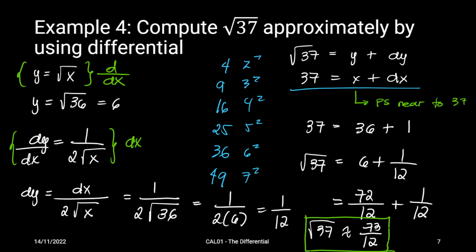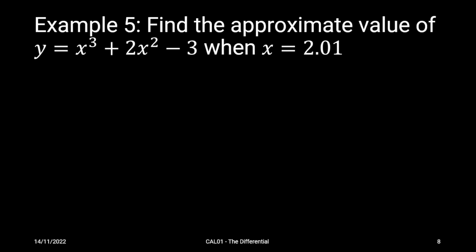Yeah. So, we can use the differential to get the approximated value of certain square roots or cube roots, depende no, kung ano yung hinahanap. So, with this, our answer, square root of 37 is equivalent to 73 over 12. Okay? So, that is roughly 6.803, if I am not mistaken. Ayan. Okay, then, we have this last example. Sorry, not last, but second to the last.